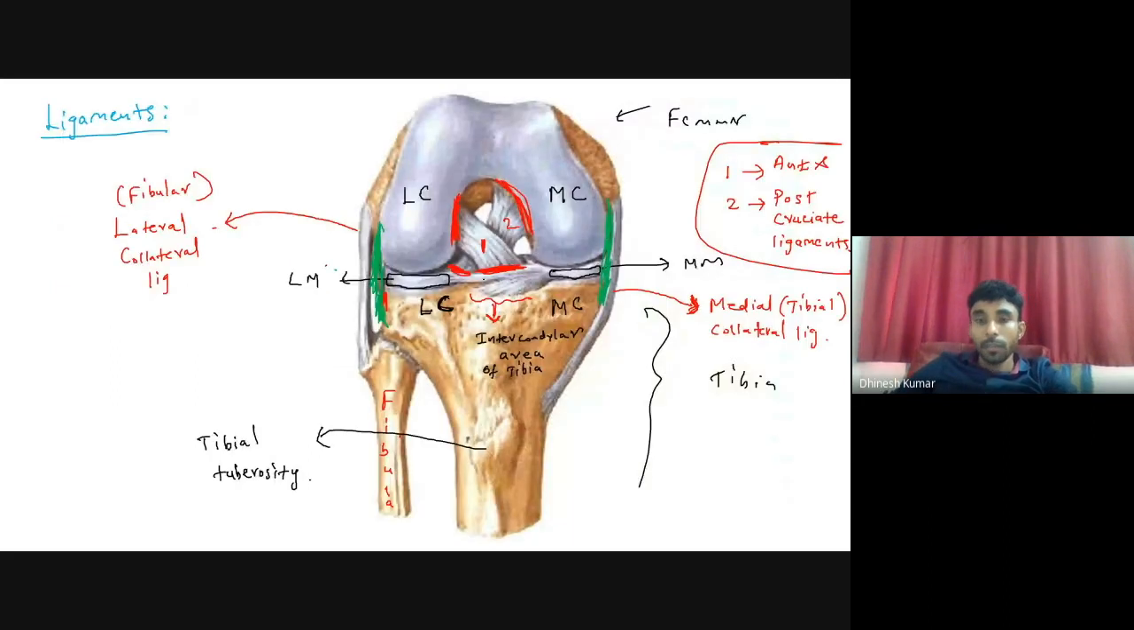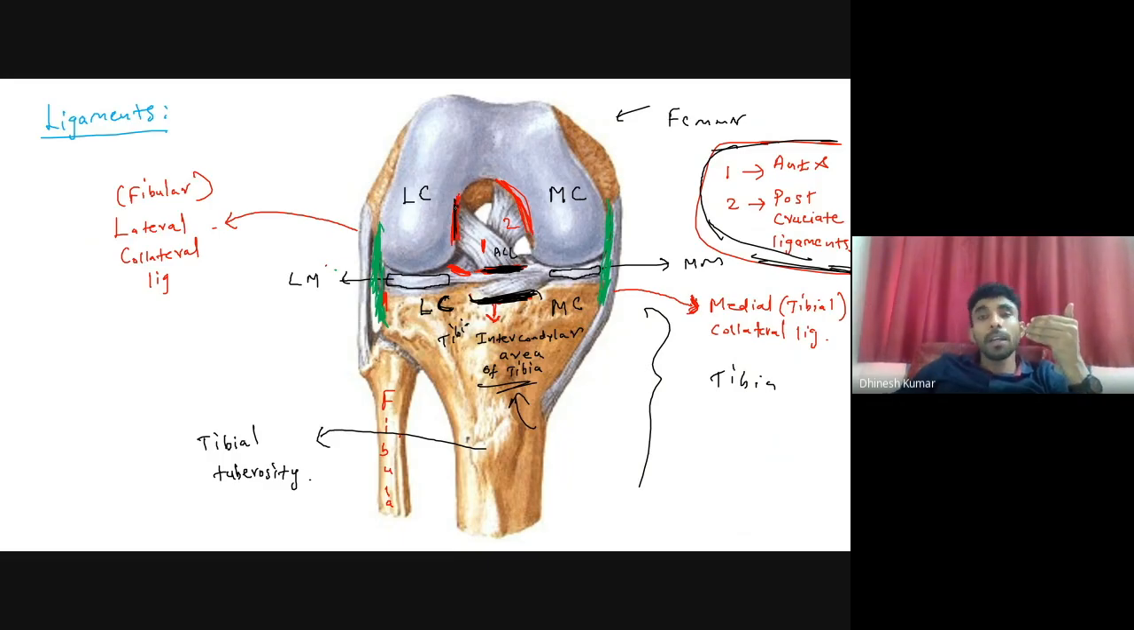Yes, you can see in this diagram. In the upper end of the tibia bone, we have a particular area between the medial condyle and lateral condyle called the intercondylar area of tibia. That is the site of origin, or lower attachment, of ACL. Number 1 is ACL in this diagram. Number 2 is PCL, posterior cruciate ligament. So what is the attachment of ACL? Below, it is attached to the anterior part of the intercondylar area of tibia.